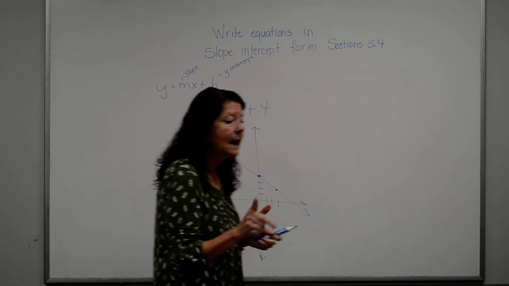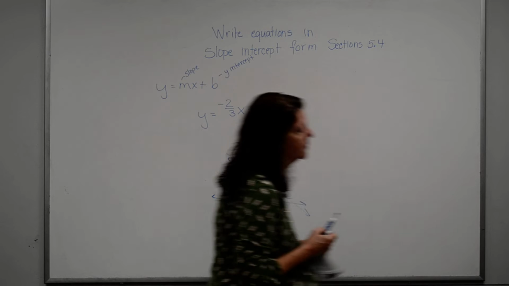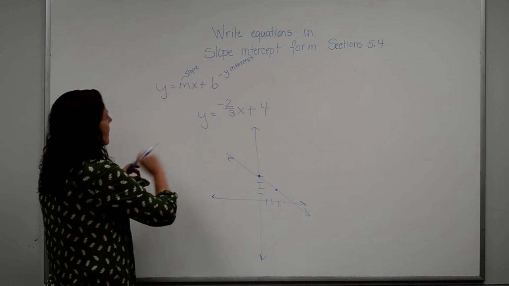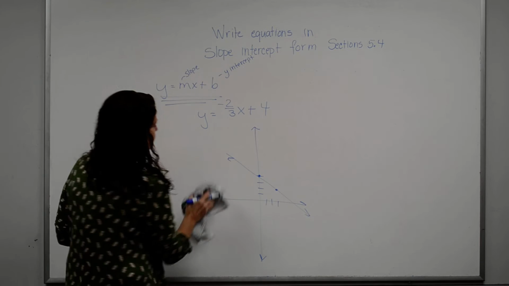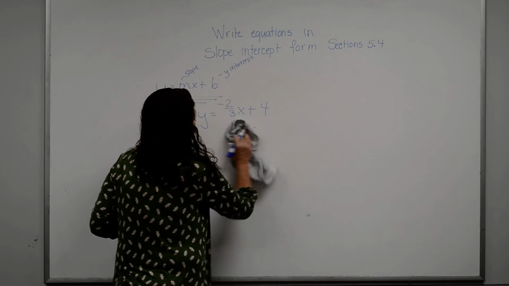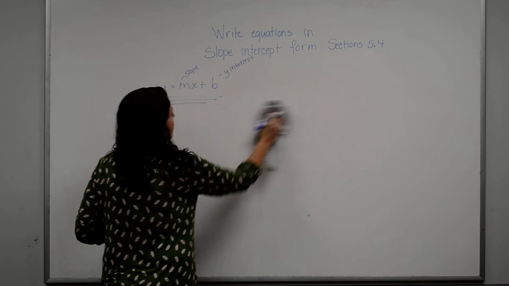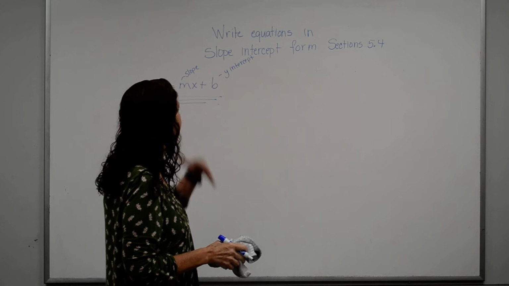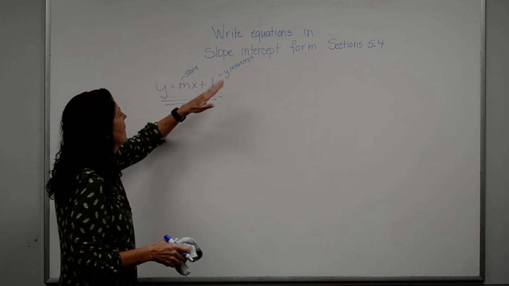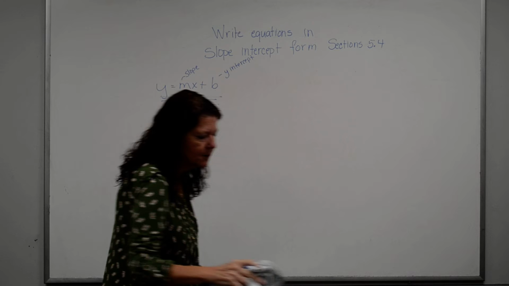What we're going to do today is we're kind of going to go backwards. They're going to give us information, and we're going to have to put it in this form. Now, the information here is not like a standard form of that same line. It's going to be information that has to do with the slope and the y-intercept.